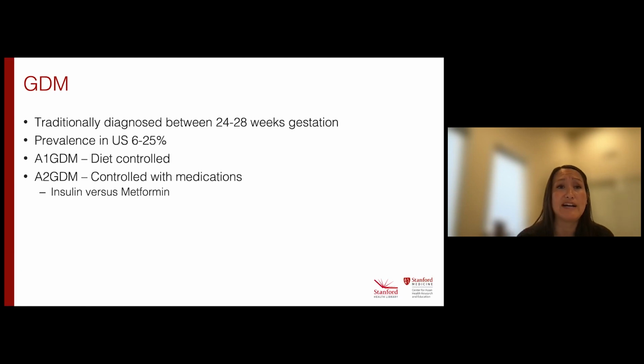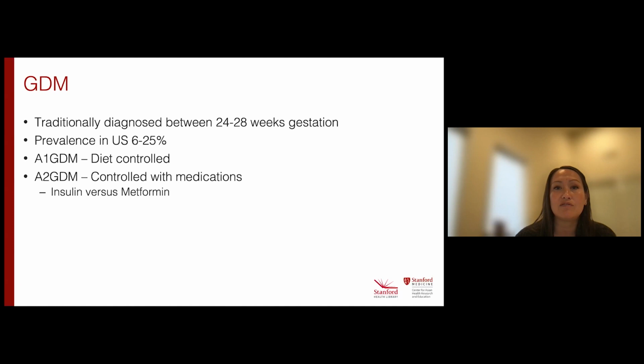There are really two classifications of gestational diabetes. We say that people are either A1 GDMs, which to us means that they're diet controlled. They'll get a nutrition consult and have someone go over their diet with them, and hopefully they'll be able to control their glucose levels just by controlling the amount of carbohydrates they eat and eating a very nice diet. Whereas A2 GDM are patients that are unable to be controlled with diet and then need medications in order to meet their targets.